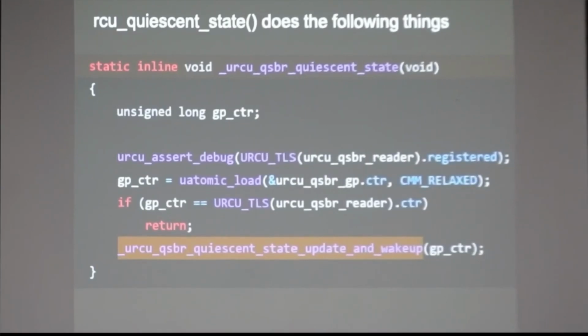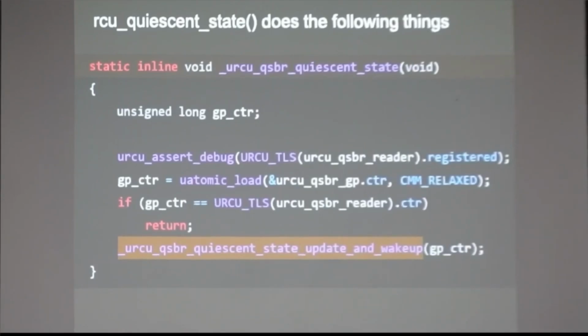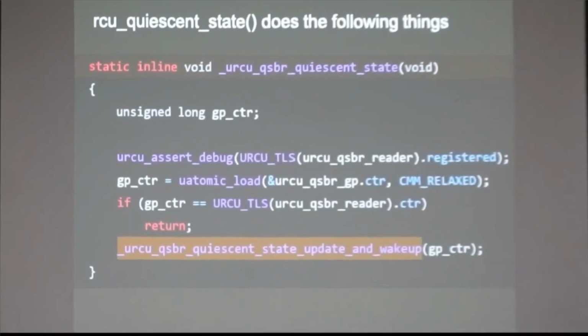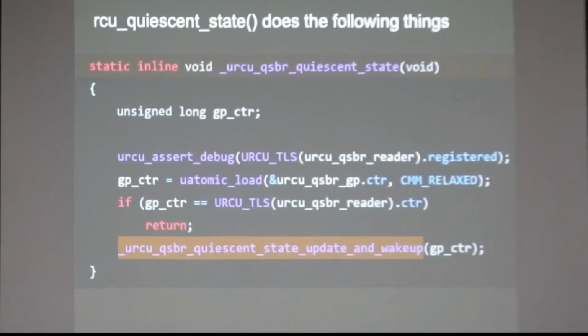Talk is cheap, so let me show you the code. The RCU quiescent state function does the following. First, it reads the global counter, CTR, into a local variable named GPCTR, which stands for grace period counter. Then, it also reads the counter from thread local storage. As you can see, it uses a macro called RCU TLS, which is shorthand for thread local storage.